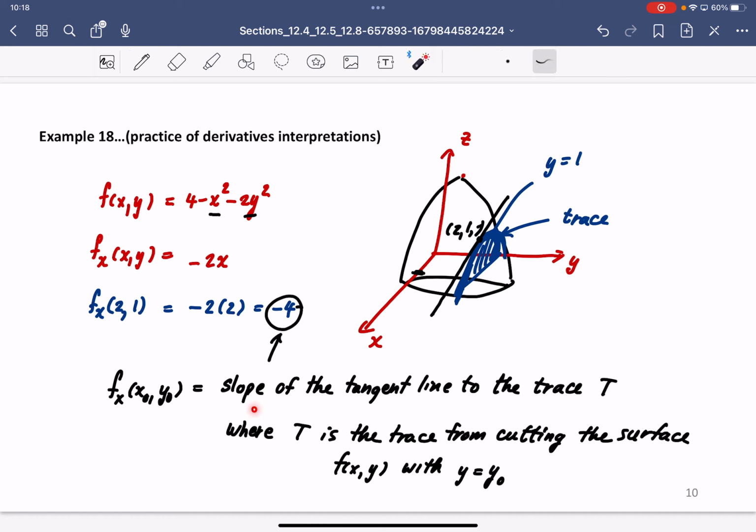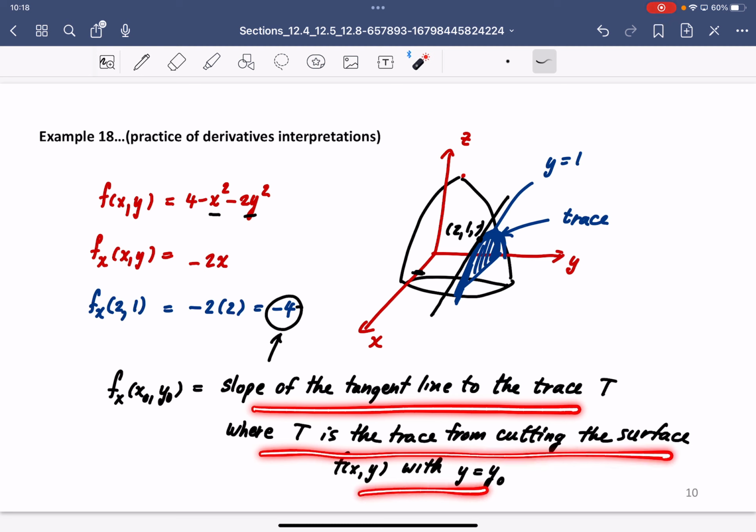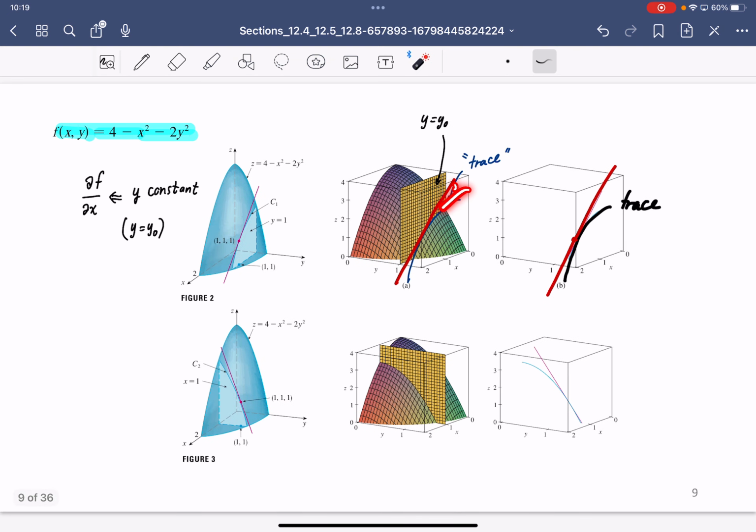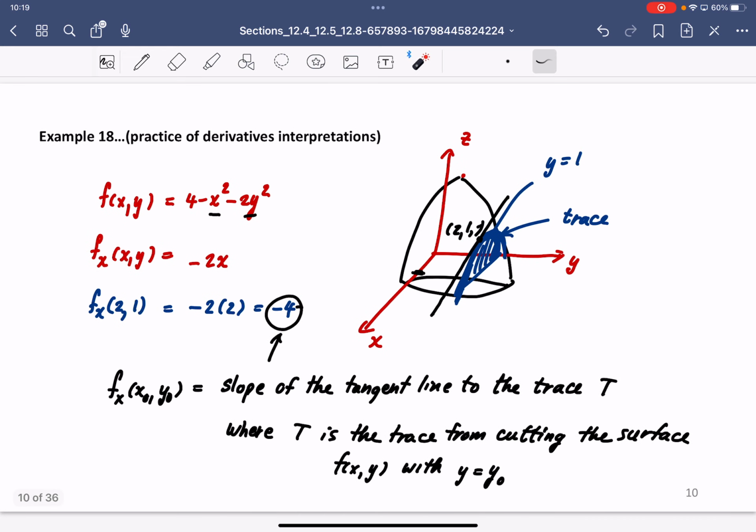It's so long to memorize, but actually if you understand the picture, you're gonna see that the idea of the derivative interpretation is that you have the surface and then you cut it at one constant x or y. If it is y, you cut this way. If it is x, you cut this way. Once you cut it, you're gonna have a trace that happens here, and then the slope of the tangent line to the trace is gonna be the partial derivative.